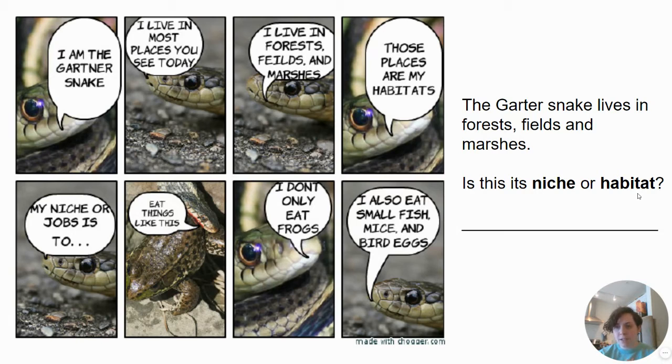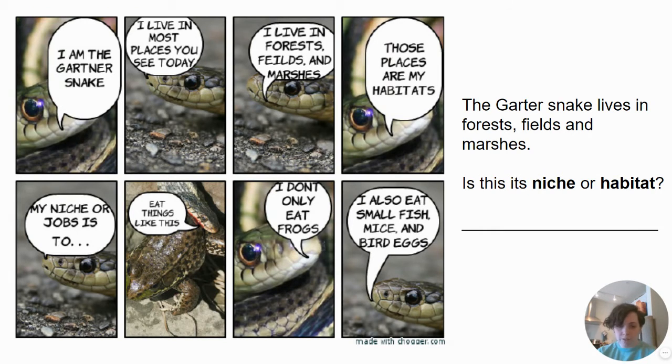Got a little comic for you here. So you have, I am the garter snake. I live in most places you see today. I live in forests, fields, and marshes. Those places are my habitats. Habitats are where you live. Okay. My niche or job is to eat things like this. You see I'm eating a frog. I don't only eat frogs, I also eat small fish, mice, and bird eggs. Okay, so niche was talking about what he does or what role he plays in the environment.